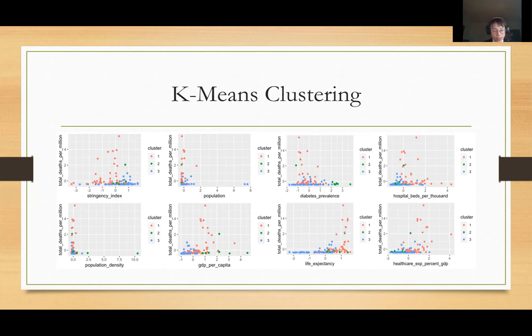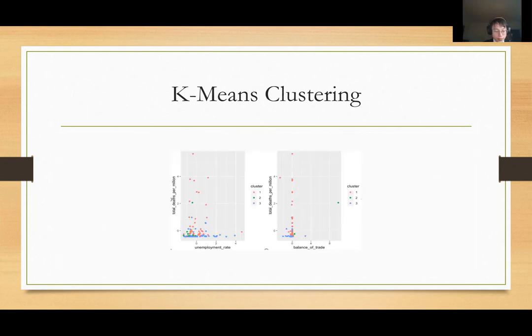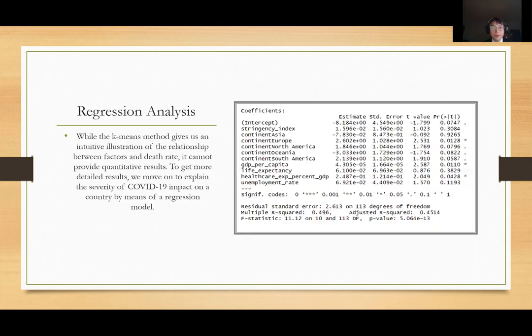Studies have shown that older people are at much higher risk of suffering severe consequences from coronavirus. And we can see from the scatter plot that countries with the highest life expectancies tend to have a higher death rate as well. And then here is the issue about the k-means.